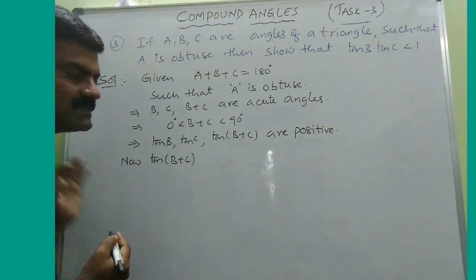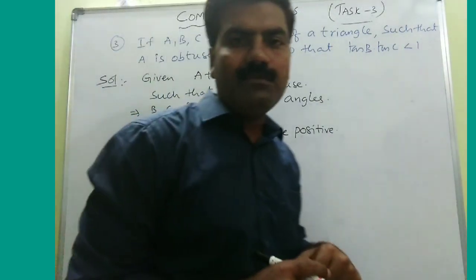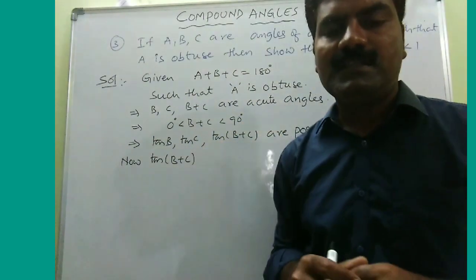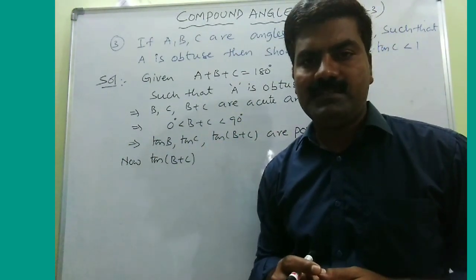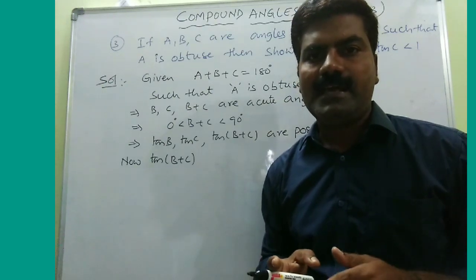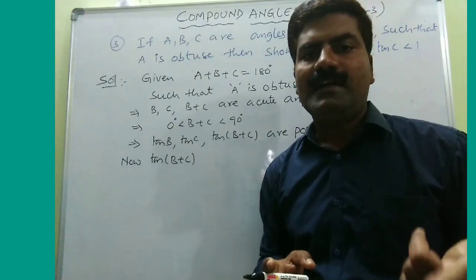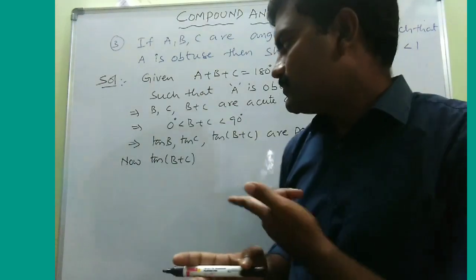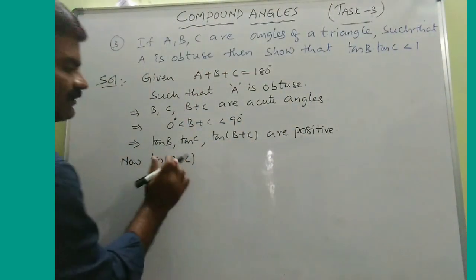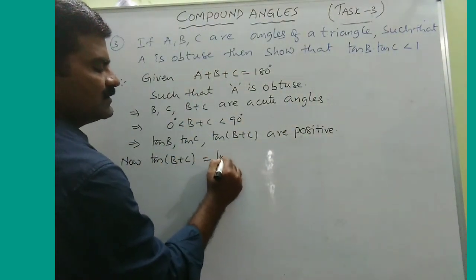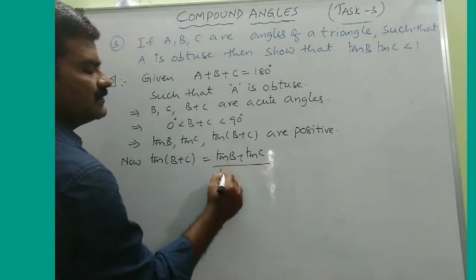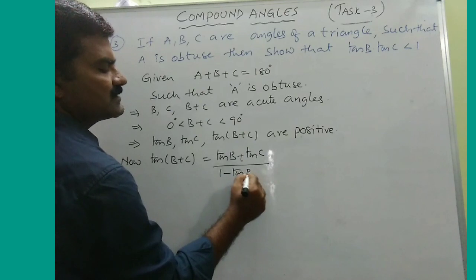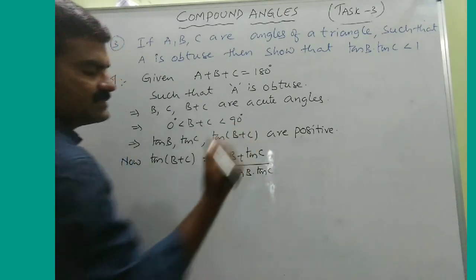So tan of B plus C is nothing but, what is the formula? Tan of B plus C is just like tan of A plus B. The formula for tan of A plus B is tan A plus tan B by 1 minus tan A into tan B. So according to that, tan of B plus C is tan B plus tan C by 1 minus tan B into tan C.